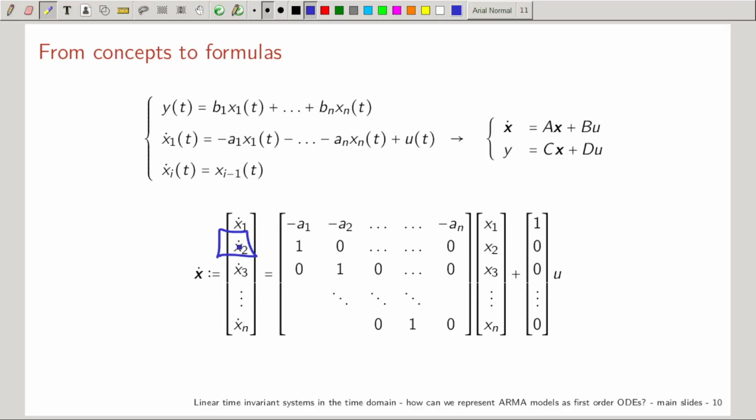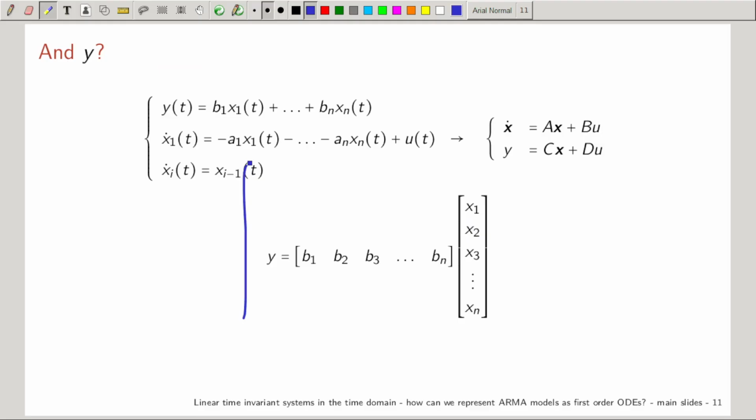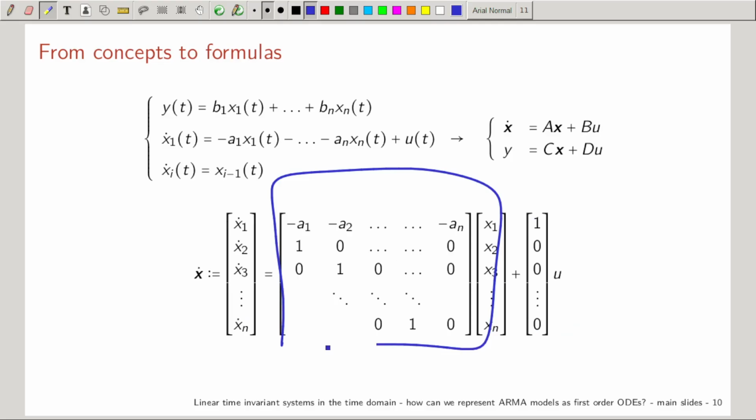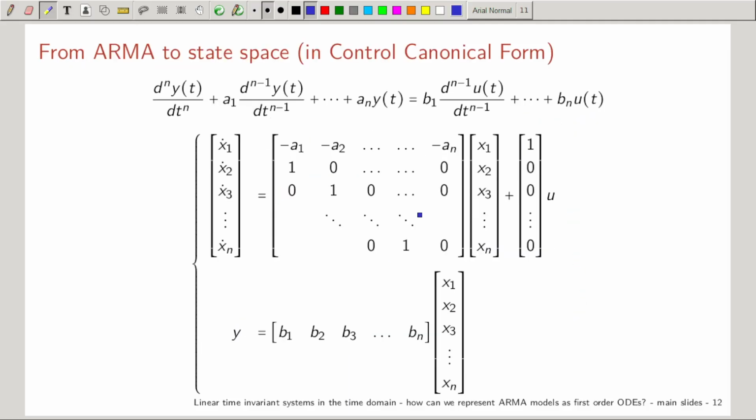x2 dot is equal to what? It's equal to x1. True? x3 dot is going to be equal to x2, etc. You see the structure. And then we're going to have a y. The y is what? bx. Those b's is going to be this matrix C. This one is going to be my matrix A. This one is going to be my matrix B. Watch out at the notation, okay? Now, I write it in this way.